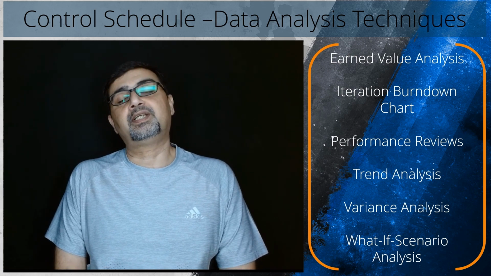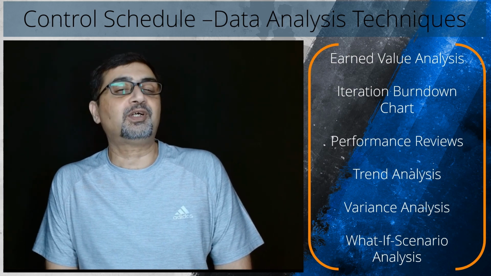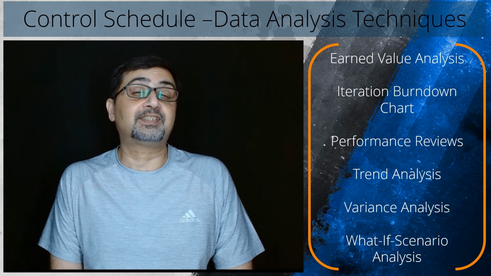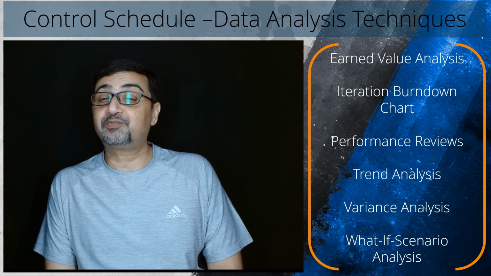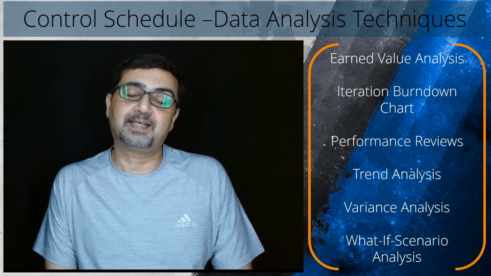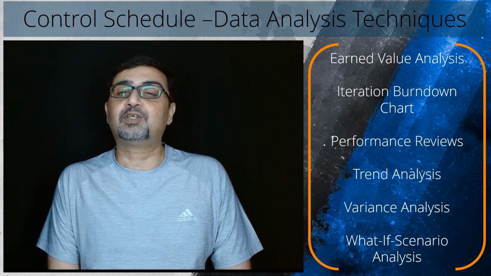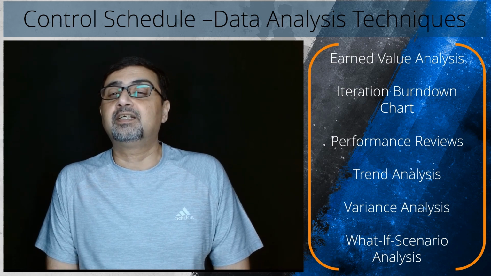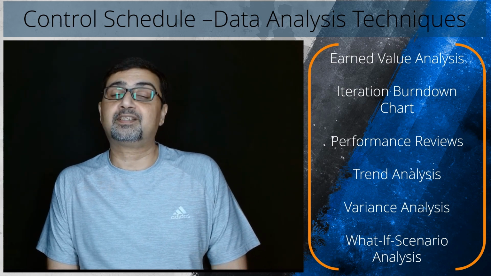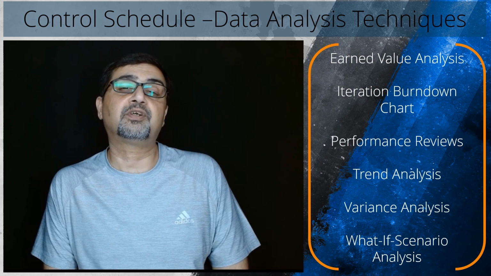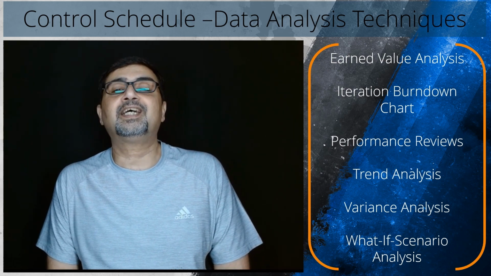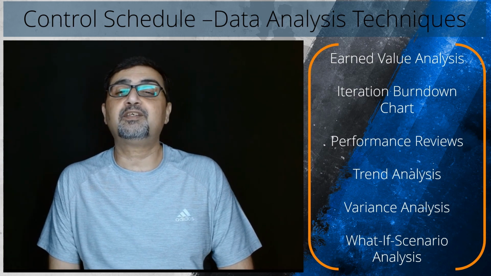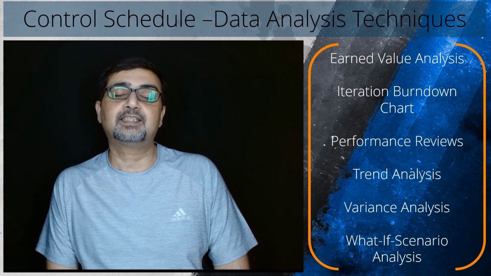Then we have the trend analysis. The process of analyzing previous project data to detect patterns and trends in schedule performance is known as trend analysis. Project managers can detect recurring difficulties or obstacles that may affect the project timeline by reviewing historical performance data. This analysis assists in making educated decisions and putting preventive measures in place to minimize schedule delays.